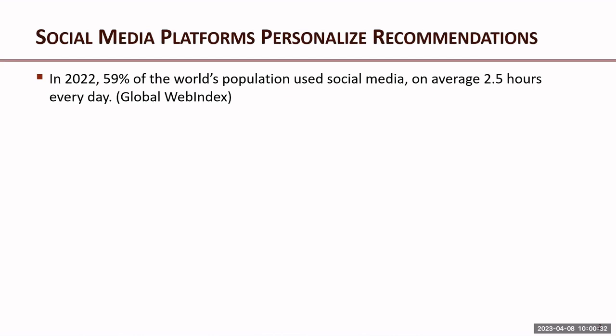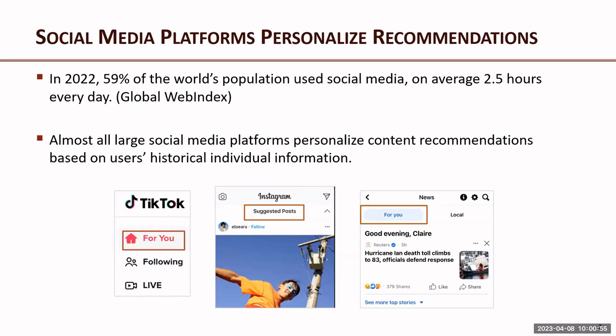Okay, let's get started. I don't think I need to spend too much time motivating how popular social media are nowadays. But according to a survey in 2022, around 60% of the people in the world use social media and spend on average 2.5 hours every day on it. One more important thing is that almost all of these large social media platforms use personalized recommender systems to recommend content based on users' individual historical information. For example, TikTok's For You tab recommends videos, Instagram recommends user suggested posts, and Facebook recommends news for you.